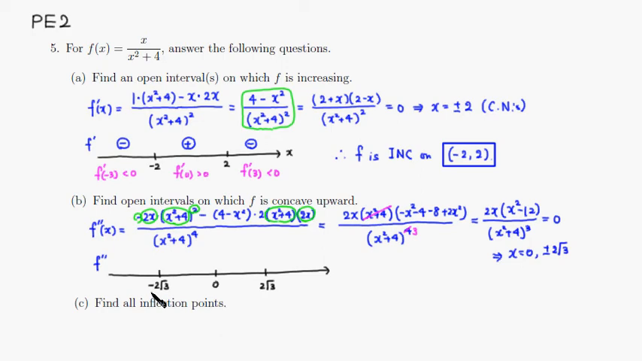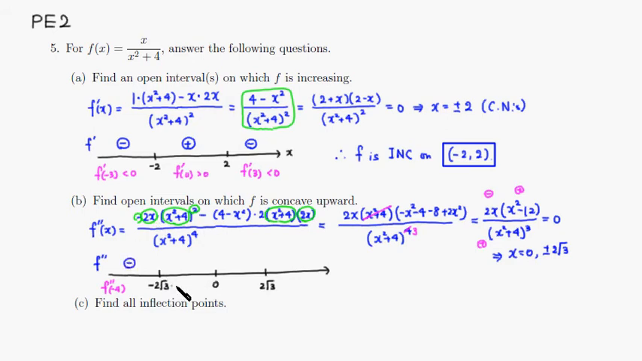So we can try anything smaller than negative 2 square root of 3. I'm going to try negative 4. So f double prime of negative 4. If you plug in negative 4, you're going to get a negative sign here. Negative 4 squared would be 16 minus 12, so that's positive, and the denominator is always positive, so that would be negative. So we have a negative sign here.